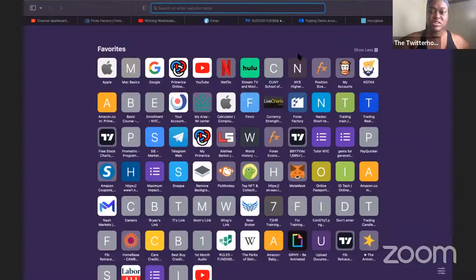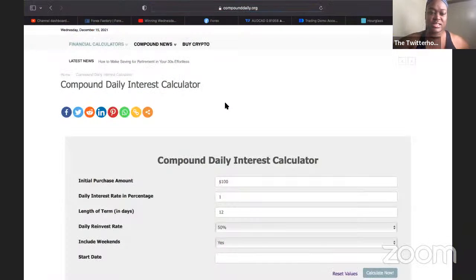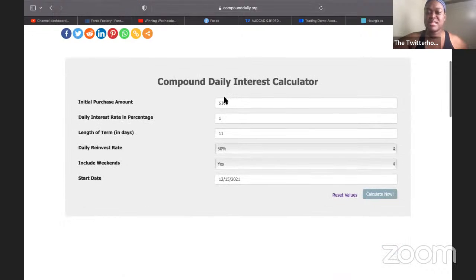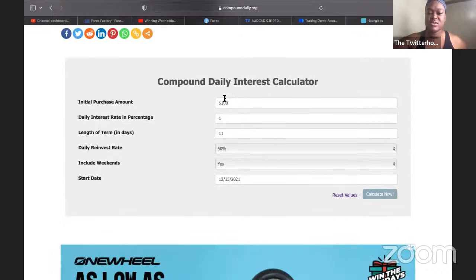So we're going to use the compounddaily.org. It's to get the compound calculator, and say we start with $100. We're going to use this money as a seed. We're going to plant this seed. We want to water it. We want it to grow. We want it to be fruitful, right? We're going to multiply. And say we grow this by let's go 5%. And let's do 90 days.